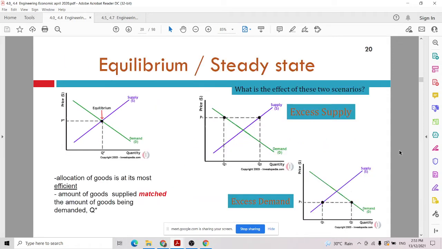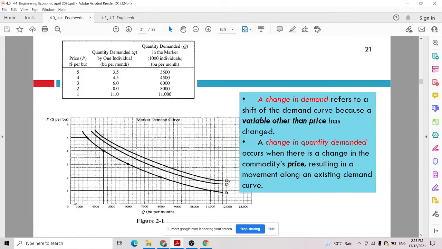All right, so this is the excess supply, and this is the excess demand. With excess supply, the price will go much lower, depending on the supply and demand. So this depends on the equilibrium condition. We call this a change in demand.